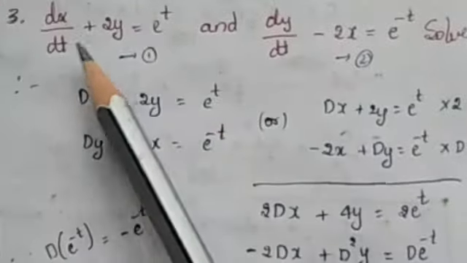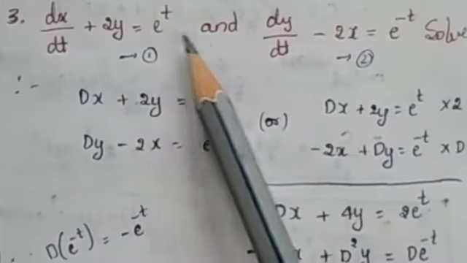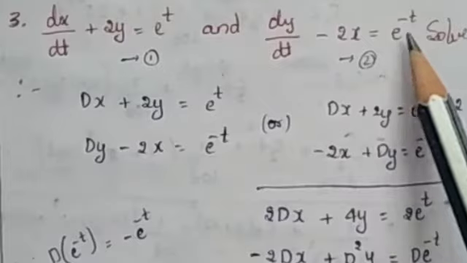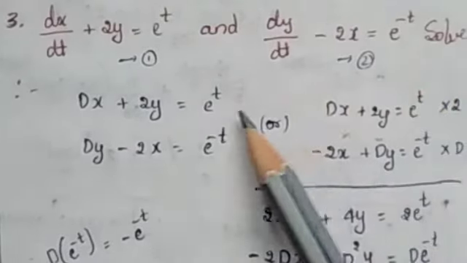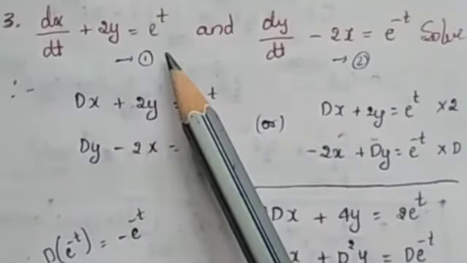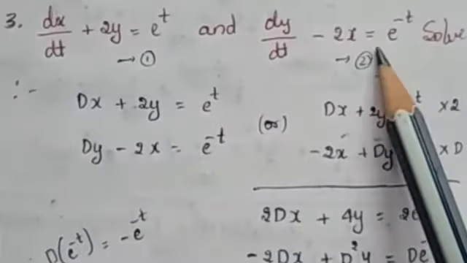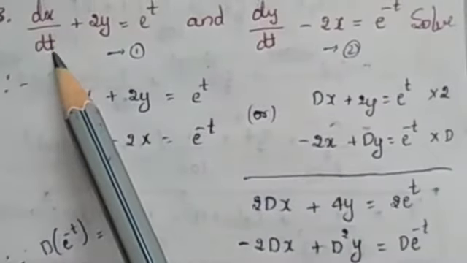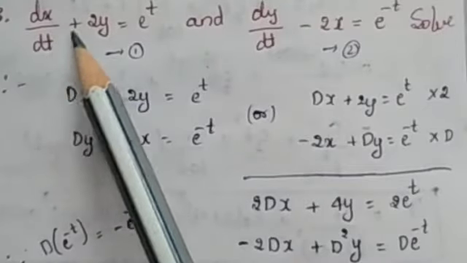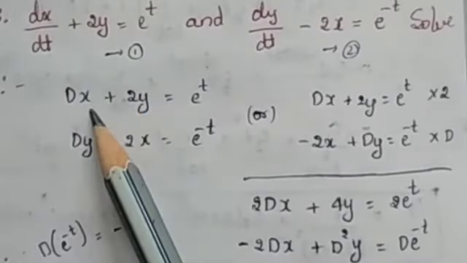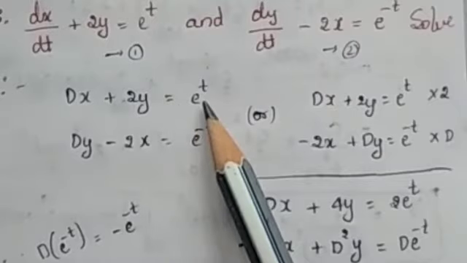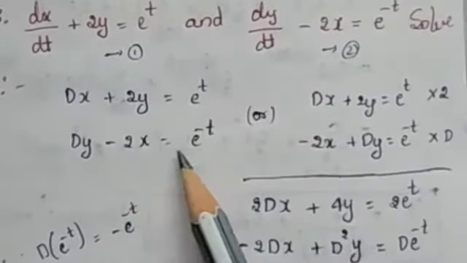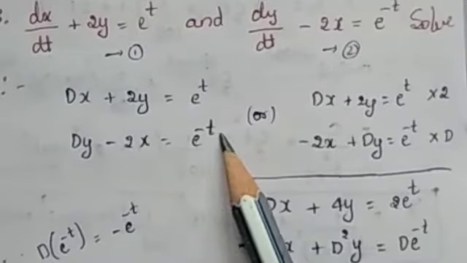Solve dx/dt + 2y = e^t and dy/dt - 2x = e^(-t). Let us consider this as equation 1 and this as equation 2. Use d/dt = D. Then you write this equation as Dx + 2y = e^t and this equation as Dy - 2x = e^(-t).